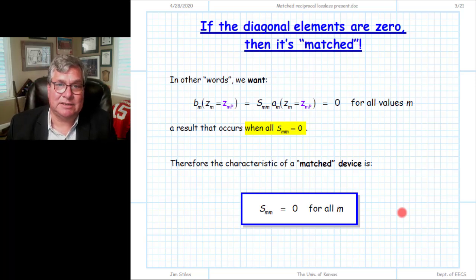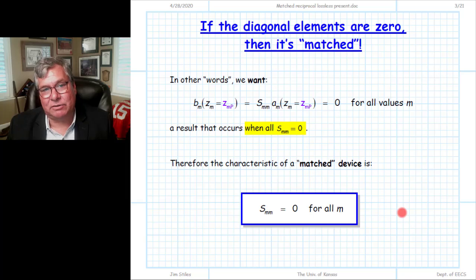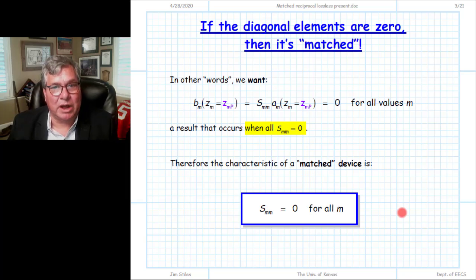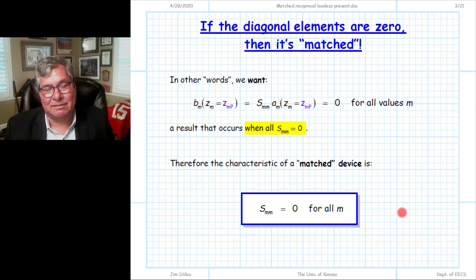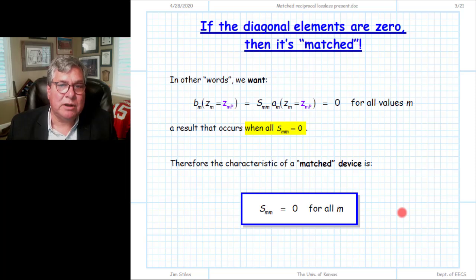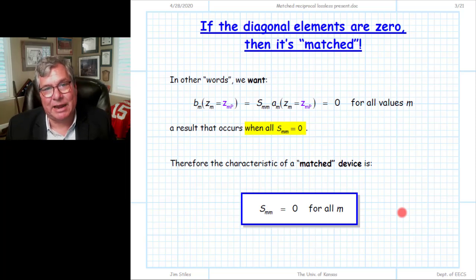Well, this is very similar to the experiment that we used to determine our values of scattering parameters. If we wanted to find S11 and S21 and S31 and S41, what we do is put matched loads at the other 3 ports and put one incident wave at port 1. So that's, again, a similar thing that we do for the scattering parameters. Now, what would the scattering parameters be if we had a matched device?